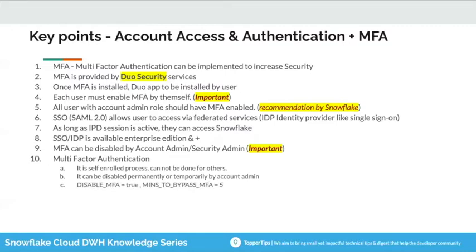How to disable it? You can simply alter the user and give a command like disable underscore MFA equals true and the number of minutes for which it has to be disabled. All the connectors also need multi-factor authentication parameters if your account has multi-factor authentication enabled. Please remember that. How to pass it, like --mfa-passcode, and you can give that passcode. Or in the JDBC URL, you can also give a passcode like this.